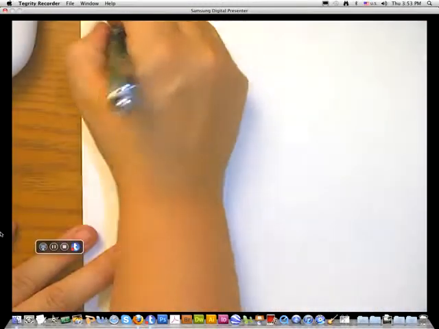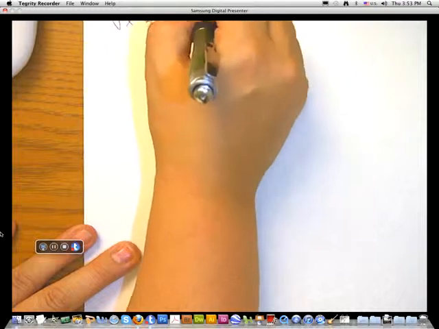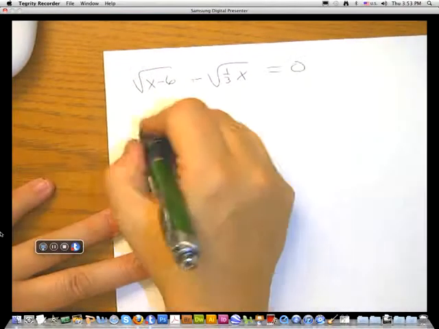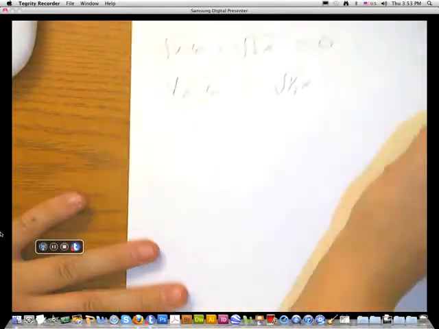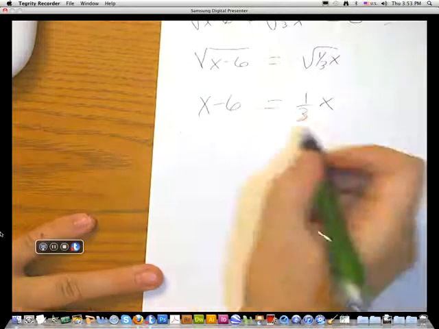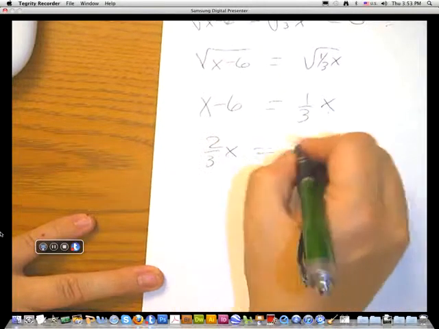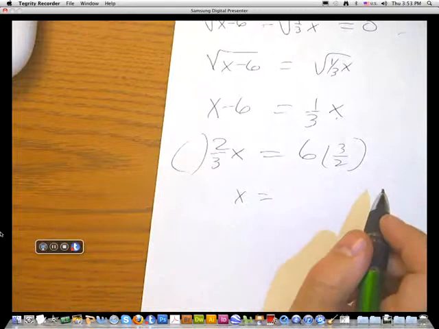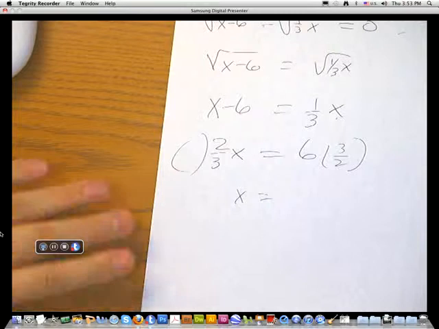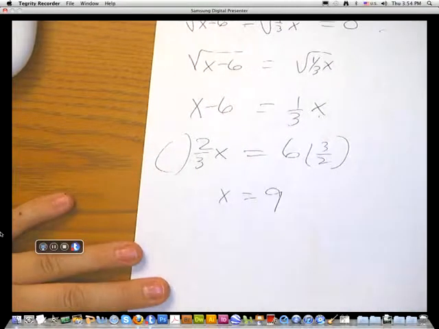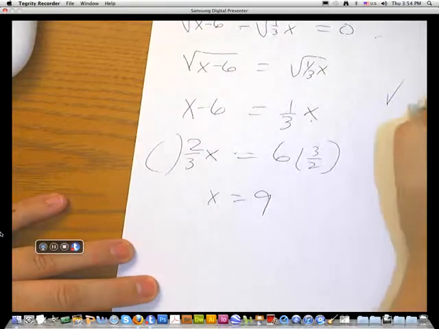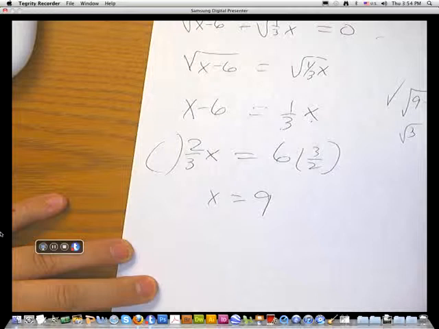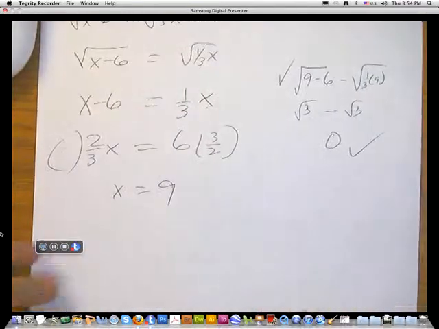One more. Square root of x minus 6 minus 1/3 x. Add over the 1/3 x. Square both sides. Move over the 1/3. Move over the 6. Multiply by the reciprocal. What do we get here? 9. Double check it. 9 minus 6 minus 1/3 times 9 is the square root of 3 minus the square root of 3, which is 0. And that checks.